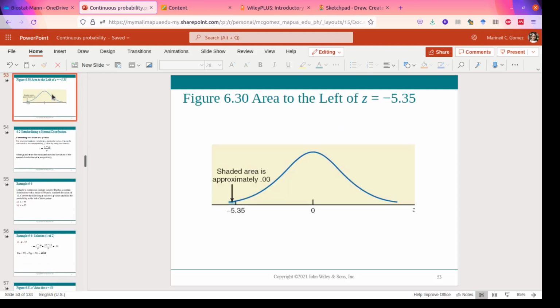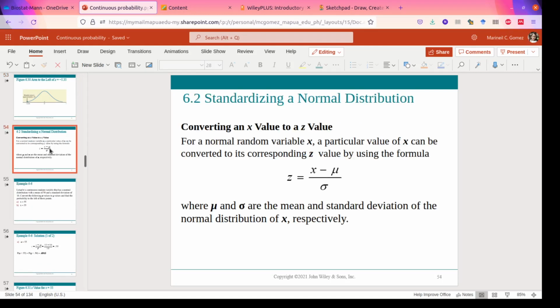So I'm just going to jump around now. How about the standardization of the normal distribution? We will be talking about that in the next part of this lecture.